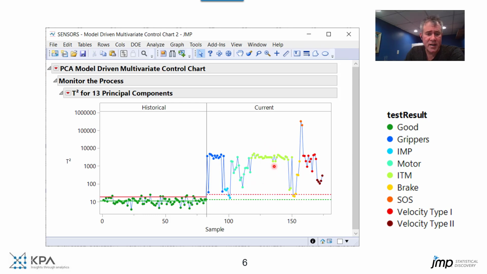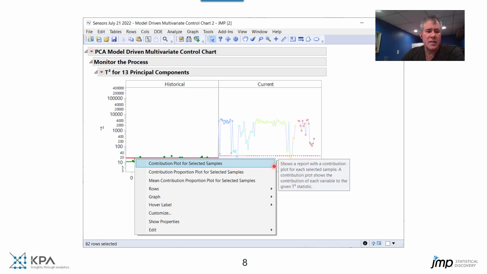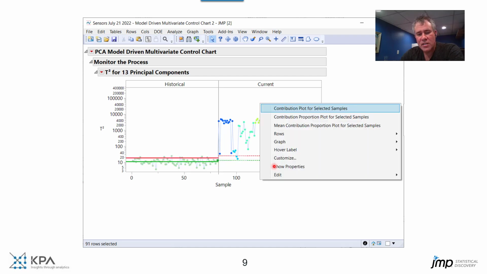So now we can drill down a little bit deeper, taking a look at the contribution plots for the historical data, the good test result data, and the failure modes to see if any patterns emerge in the sensors that we can act upon. So I'm going to remove those 2 SOS observations, then select the good units. If I right-click in the plot, I can bring up a contribution plot for the good units, and then I can go over to the units where there was a failure, and I can do the same thing, and we'll be able to compare the contribution plots side by side.